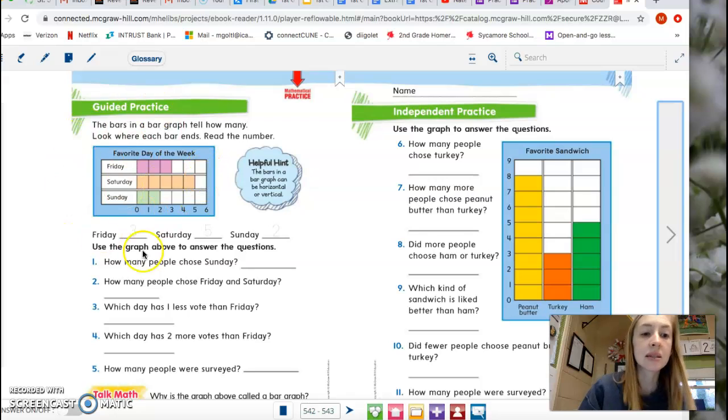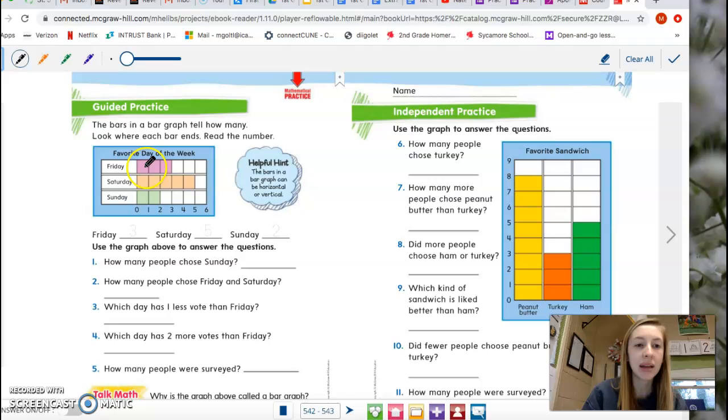Okay, let's see. We had some people vote on their favorite day of the week. Friday, let's look to see how many. I can count 1, 2, 3, or I can go to the end and look down at the number and I see 3. Trace that in. Same thing with Saturday. Next one. I can count up the bars or I can look down and see that it goes to the 5. And Sunday, we see 2.